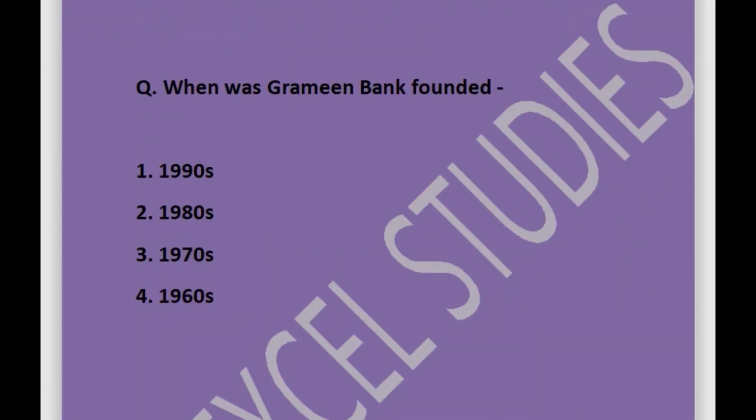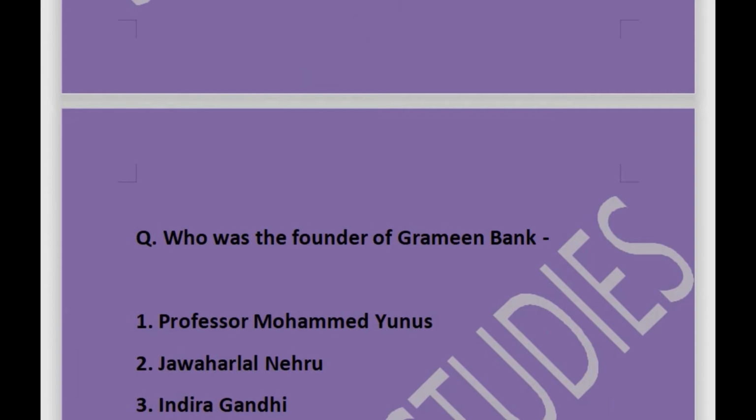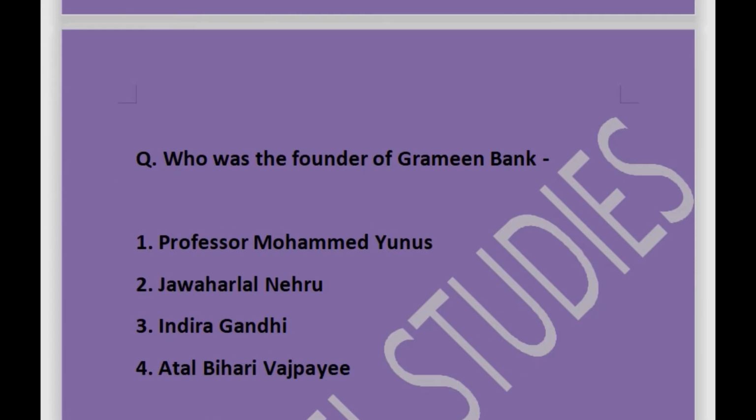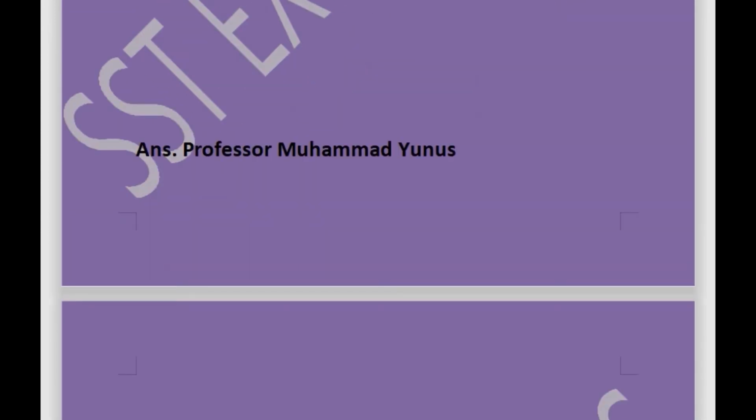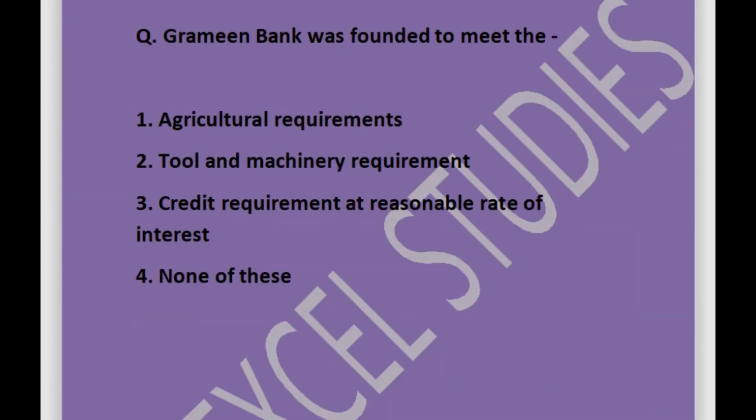Next question is, when was Grameen Bank founded? Options are 1990s, 1980s, 1970s, or 1960s. Answer is 1970s. Next question is, who was the founder of Grameen Bank? Options are Professor Muhammad Yunus, or Jawaharlal Nehru, or Indira Gandhi, or Atal Bihari Vajpayee.